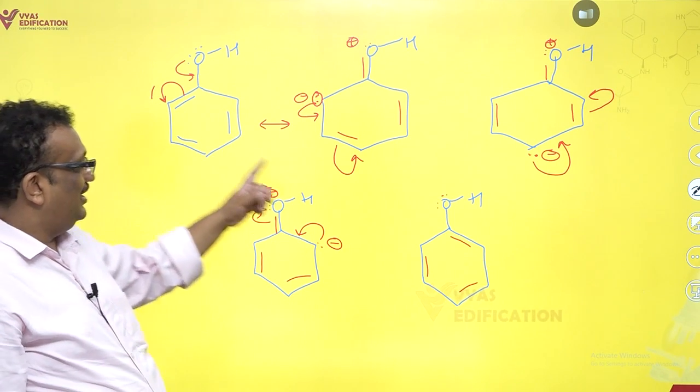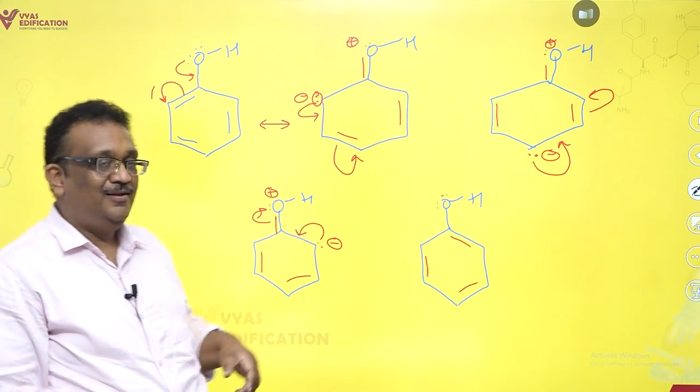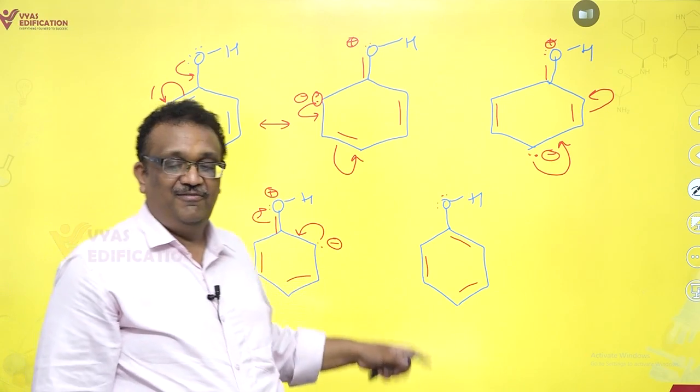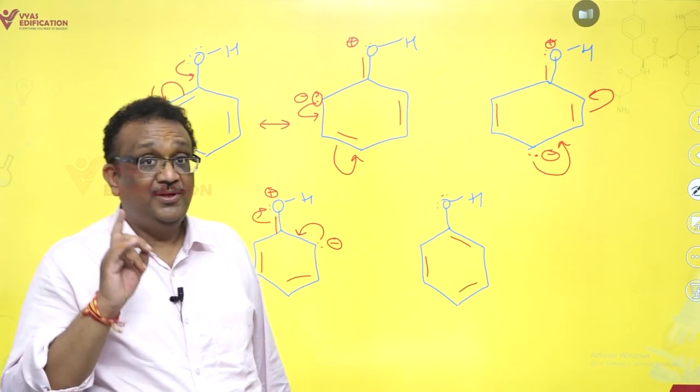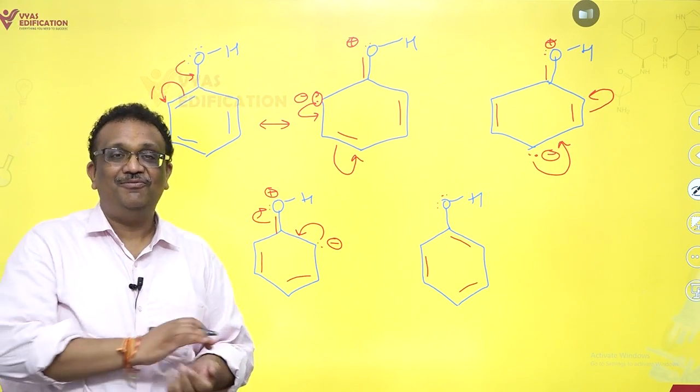Now, please note, first and last are not the same. Why? Double here, it's only single here. So, if benzene ring you rotate, you will get 1 and 5. 1 and 5 are equivalent structures. They have same energy, but they are not same. Please note. These are the 5 structures, contributing structures of phenol.